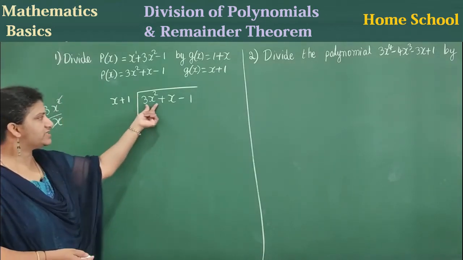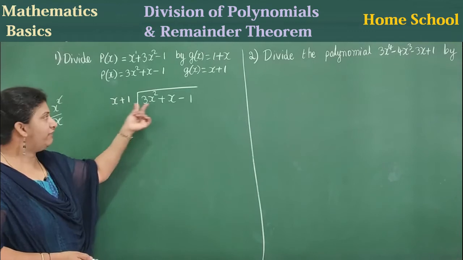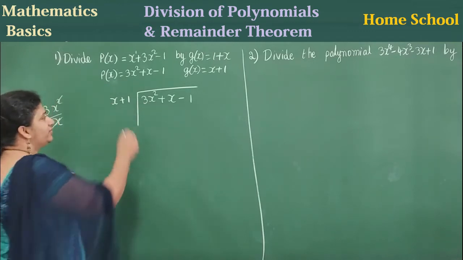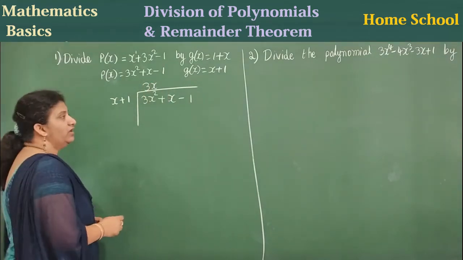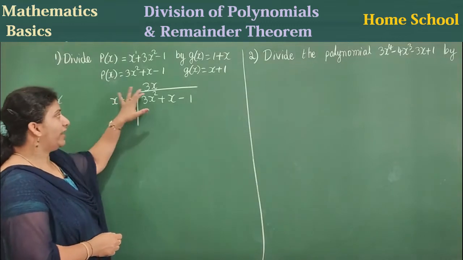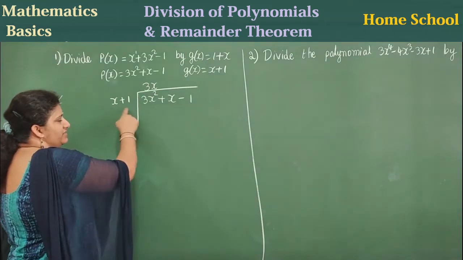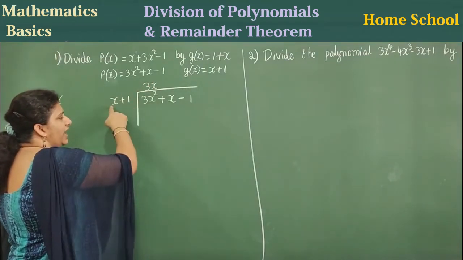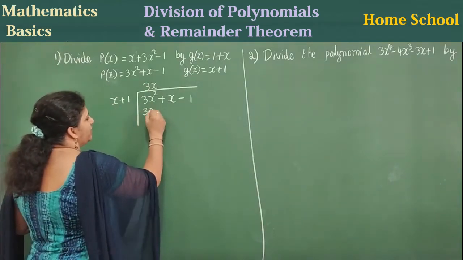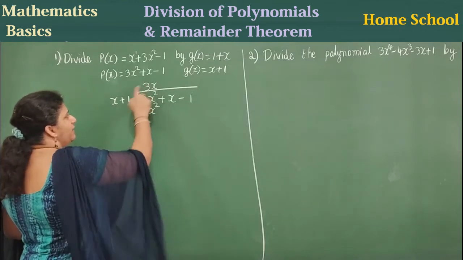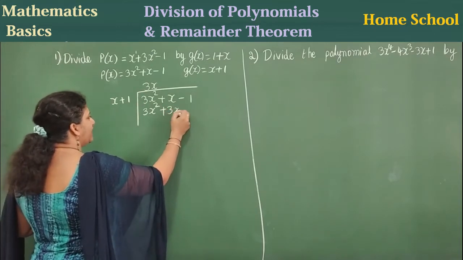So, what is the first term in your dividend? 3x square. First term in your divisor? X. If you divide, what you are going to get? 3x. That will be the starting term of the quotient. Okay. After dividing, what you have written here? 3x. Now, with this 3x, multiply the divisor. Start multiplying. 3x into x, it will be? X into x will be x square. 3x square plus, into plus, plus 3x into 1, 3x.